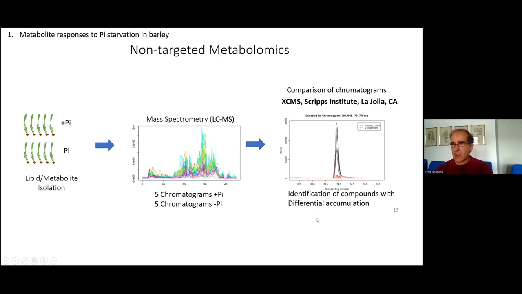These compounds can then be identified based on their mass spectra and can be used to describe and identify novel compounds which are important in the phosphate starvation response. So we will do this with different parts of the plant and compare leaves, roots, and also root exudates could be taken. This is for the future.